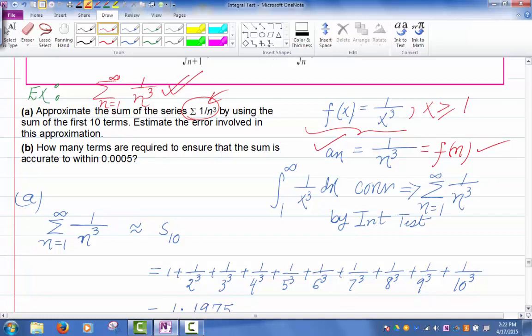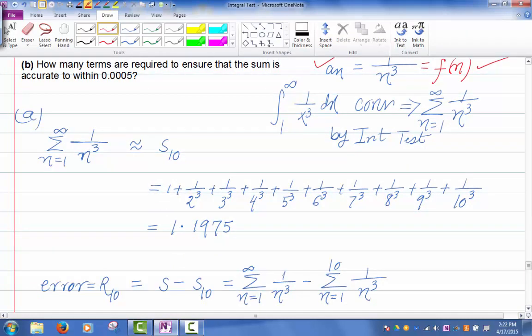So I am estimating this series by using S10. If I do that, what do I get? I get 1. What is the first term of the series? 1. The second term of the series is 1 over 2 cubed. The third term of the series is 1 over 3 cubed, right? And so on all the way up to 1 over 10 cubed. That's S10, the sum of the first 10 terms, the 10th partial sum. If you do the calculation here, you're going to get 1.1975. I recommend using a calculator for that, or a computer algebra system. Okay?